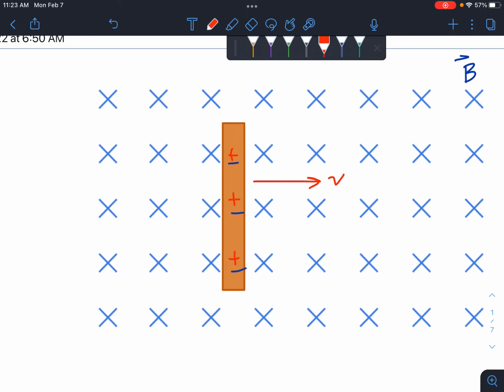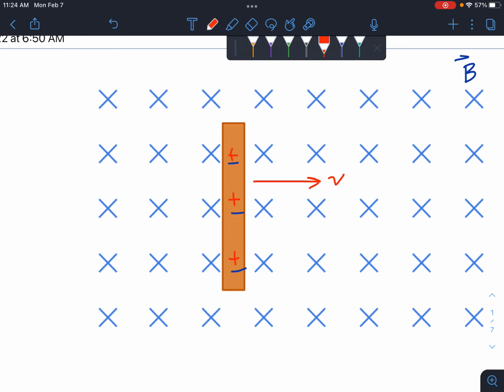And because of that, there's a force that each feels. We can use the right-hand rule. The charges are moving to the right, the field is into the screen, and so now your palm is up, and then your middle finger is going to point towards the top of the screen, and so the force on these positive charges is going to be upward. And the force on the negative charges, since it's opposite, is going to be downward.